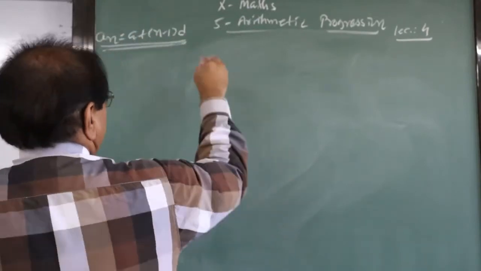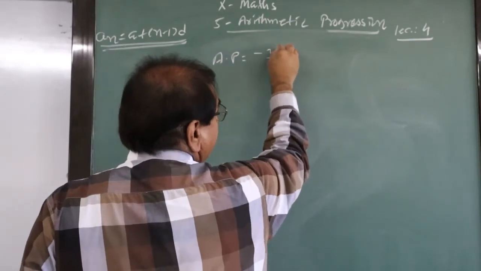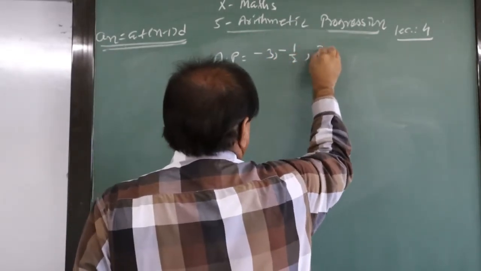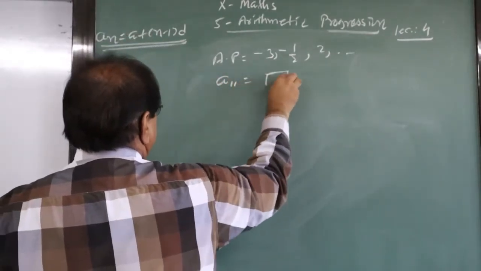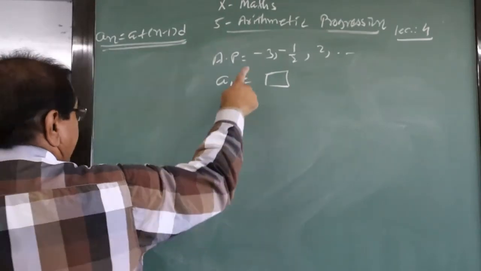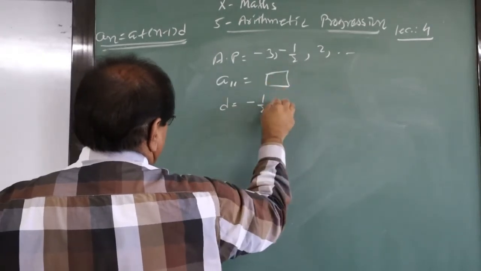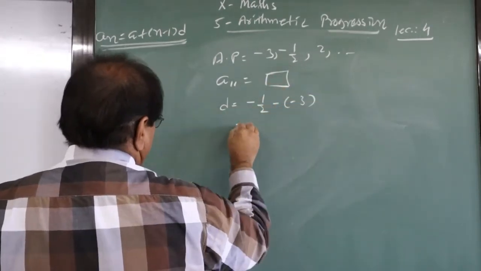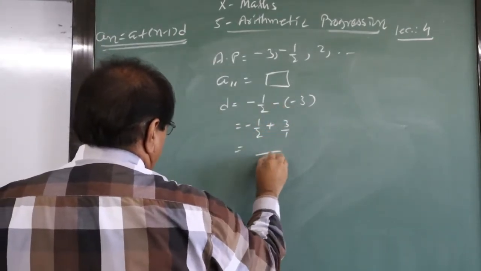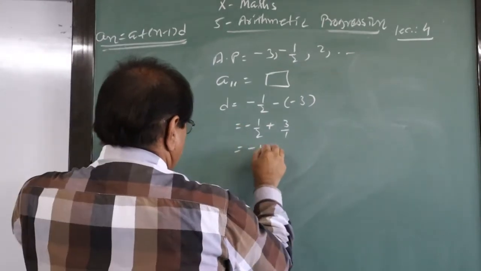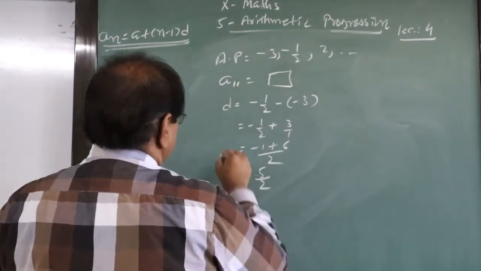One more we take. Your AP is minus 3, minus 1 half, 2 and so on. And you have to find out A11. 11th term you want to find out. So, first of all, A is ready. Let us find out the difference. Difference is second term minus first term. So, minus 1 half minus minus 3, plus 3. 3 means 3 upon 1. 2 LCM, minus 1. 3 2s are 6. So, it is 5 upon 2 is your difference.